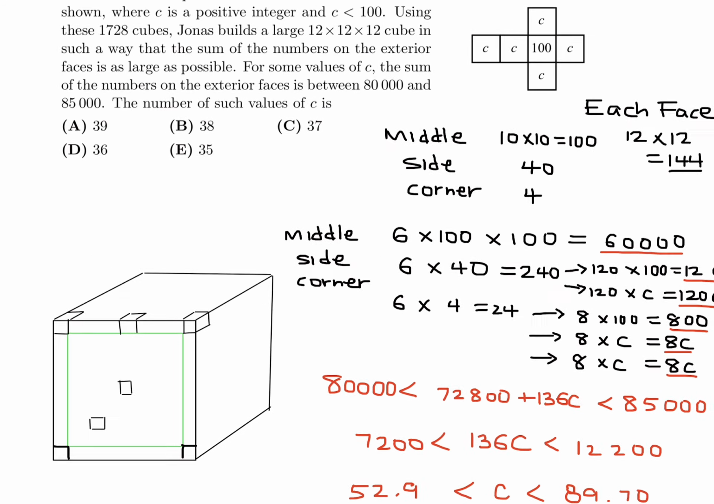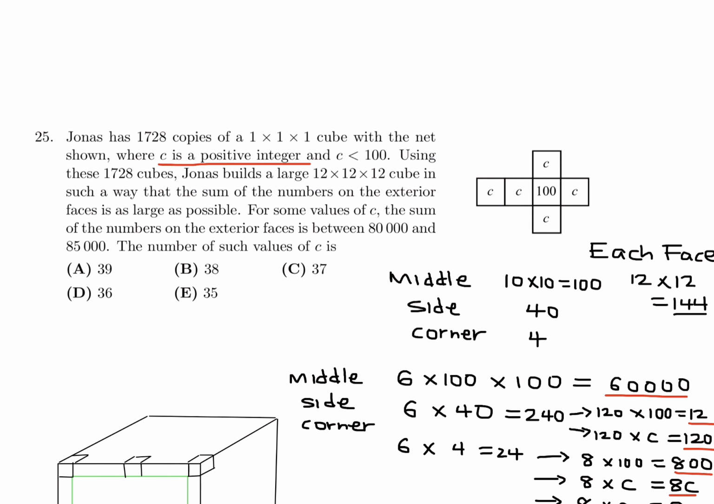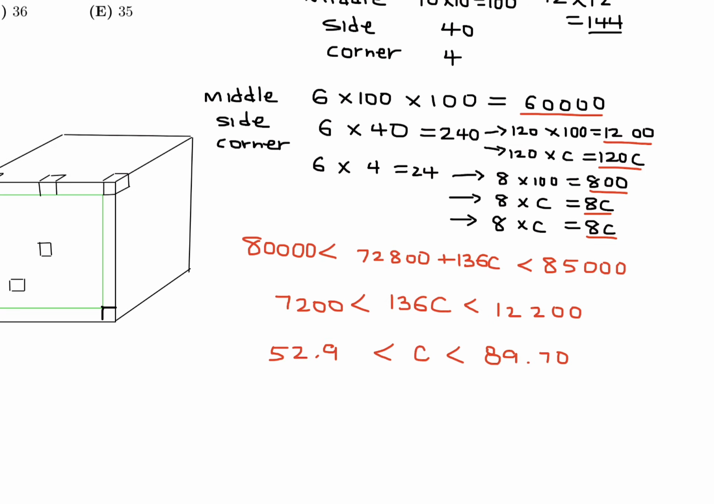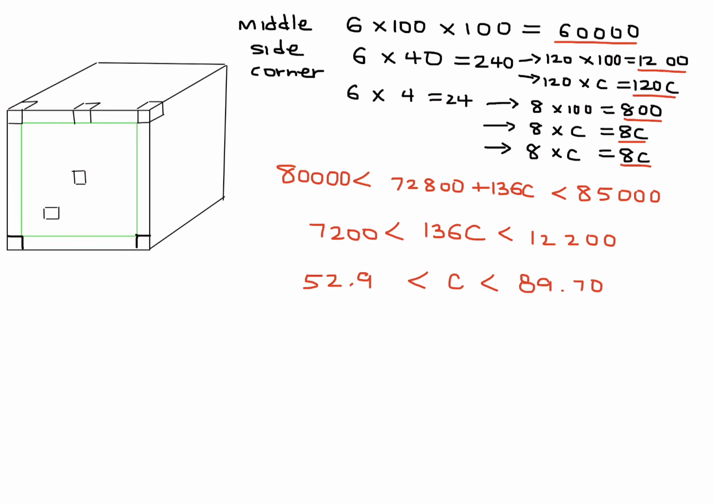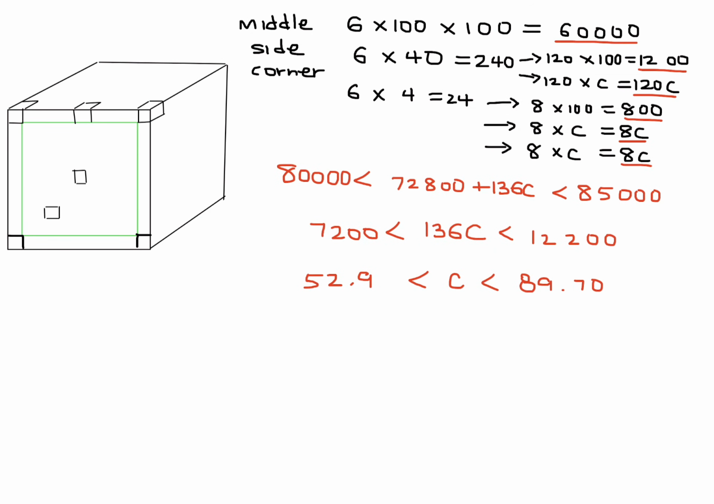Well, C is an integer, right? C is a positive integer. So because C is a positive integer, I can't use these decimals, so I've got to use the integers. If C is less than 89.7, then it must be less than or equal to 89, because that's the first integer below 89.7. Similarly, if it's greater than 52.9, it's got to be greater than or equal to 53. So there you go. C is any integer between 53 and 89 inclusive.